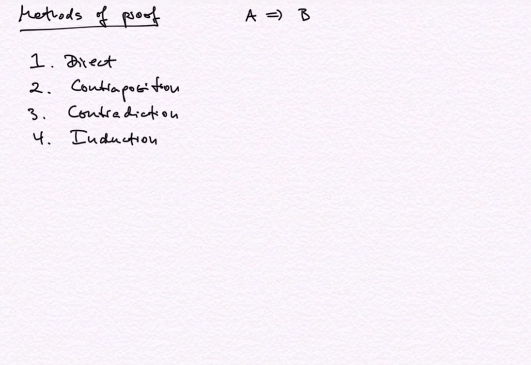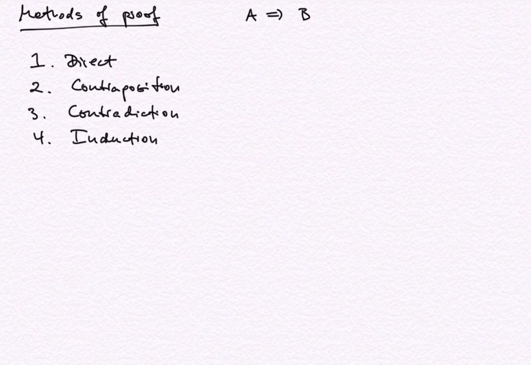So I'm going to go through all four methods and give an example for each. I'm always going to use the same example, the geometric series, so that we can see the four different methods working on the same object and can appreciate the differences. So let me start with the direct proof.